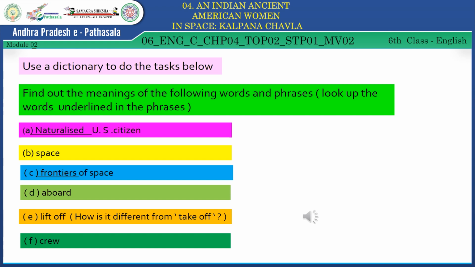B. Space. C. Frontiers of space. In this phrase, frontiers is underlined. You have to find out the meaning of frontiers. D. Aboard. E. Lift off. How is it different from take off? F. Crew. So for all these phrases, you have to find out the meanings by using the dictionary.